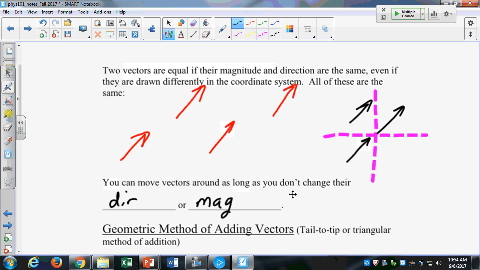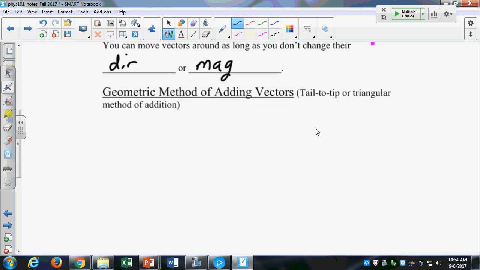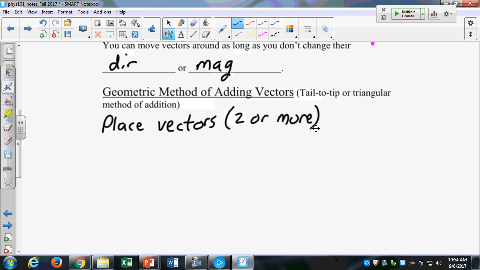Okay, so on the test, you'll have at least one question dealing with the geometric method of adding vectors. And the way this works is that you place two or more vectors tail to tip. So you place your vectors, two or more, tail to tip.